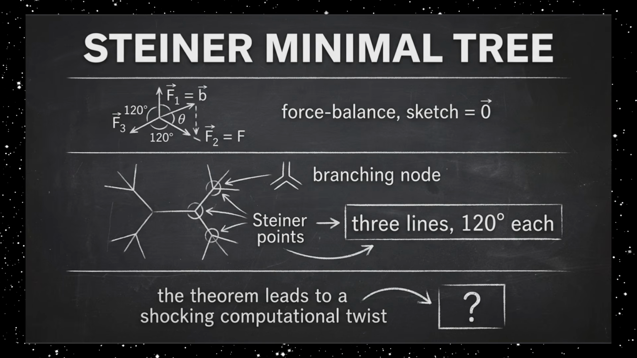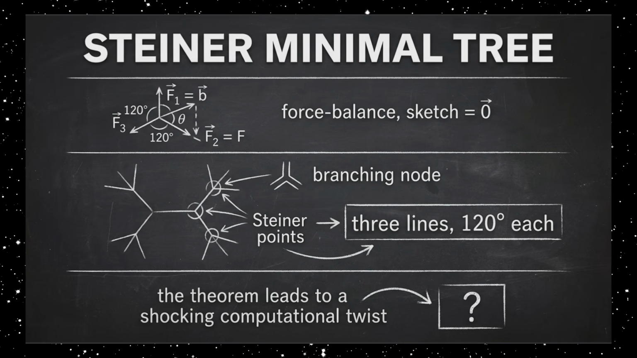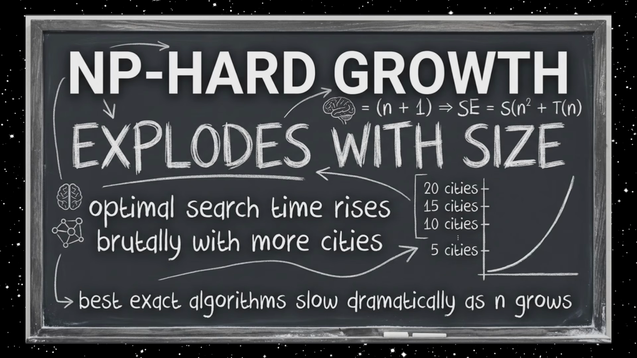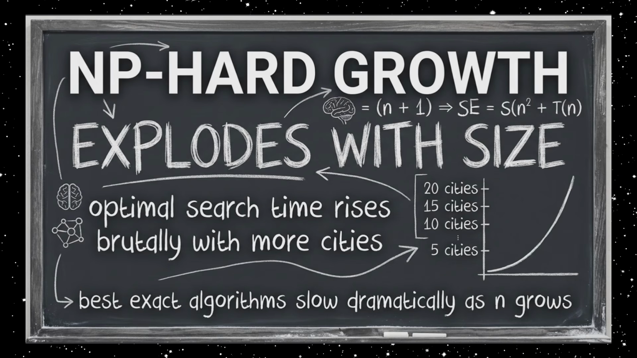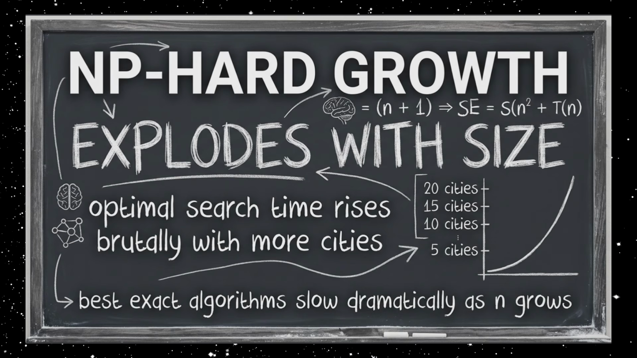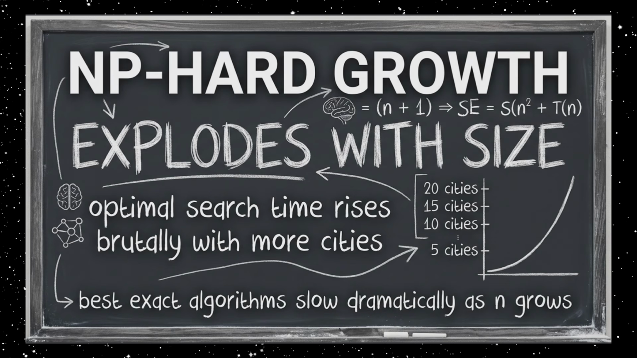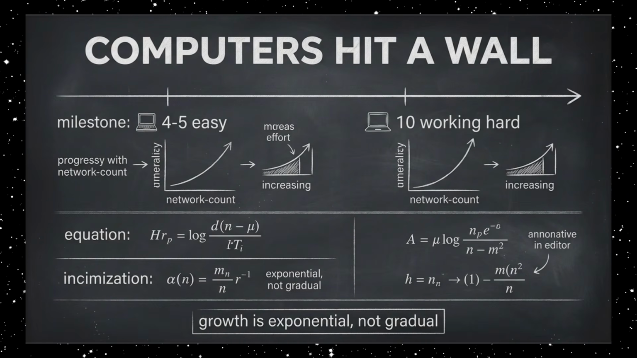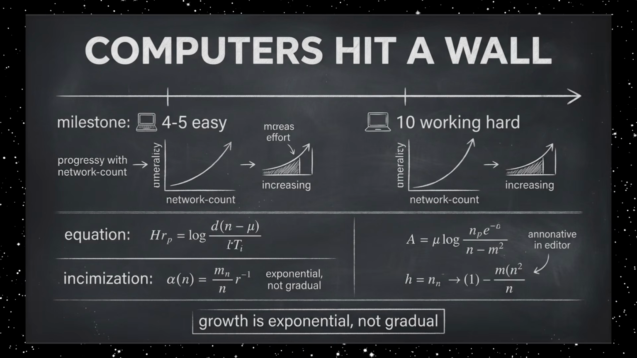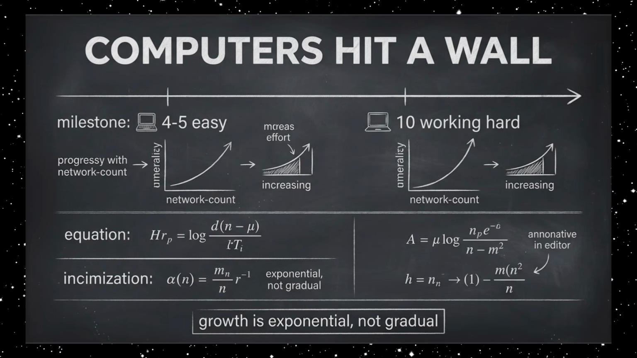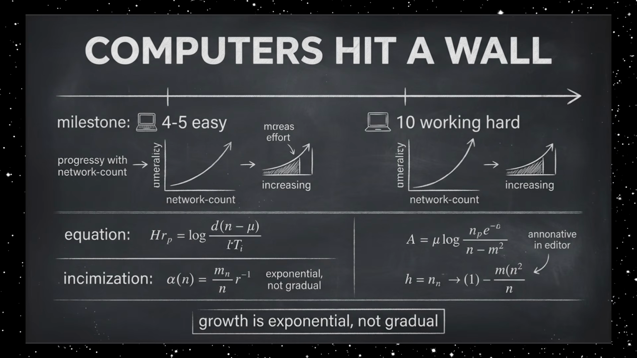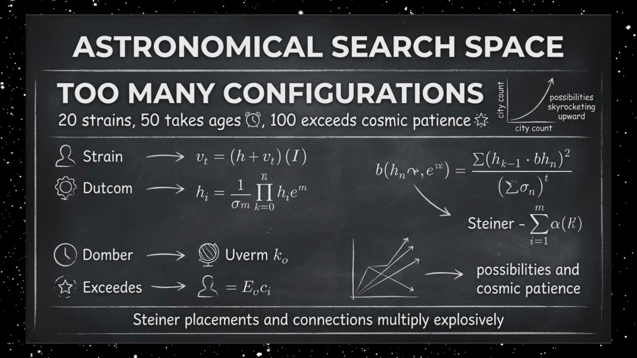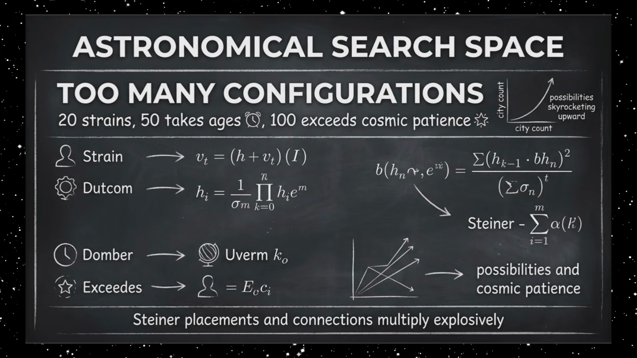Now here's where this story takes a turn that I think is genuinely shocking. The Steiner tree problem is what computer scientists call NP-hard. I won't bore you with the formal definition, but let me tell you what it means in practice. It means that as the number of cities grows, the time it takes the best-known computer algorithm to guarantee finding the optimal solution doesn't just grow gradually. It grows explosively, exponentially. For 4 or 5 cities, a computer handles it easily. For 10, it starts working hard. For 20, it's sweating. For 50, you're waiting hours or days. For 100, you might be waiting longer than the sun has been shining.